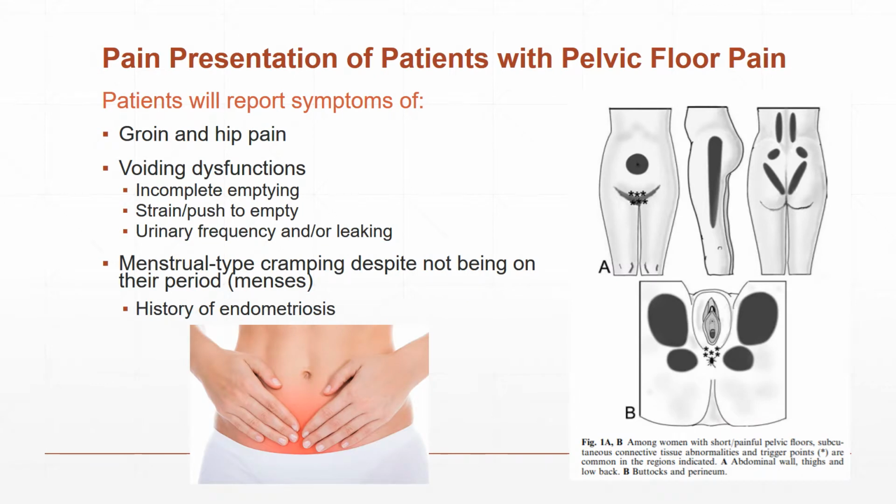Here are some typical pain presentations of patients with pelvic floor dysfunction. Patients will report symptoms of groin and hip pain, as well as menstrual type cramping despite not being on their period. You might get a patient that comes in for musculoskeletal issues. You'll probably be examining them for groin or hip pain, and you should be asking about bowel and bladder dysfunctions such as incomplete emptying, straining and pushing, as well as urinary frequency and leaking. And they might also have a history of endometriosis, as well as increased pain related to their menstrual cycle.